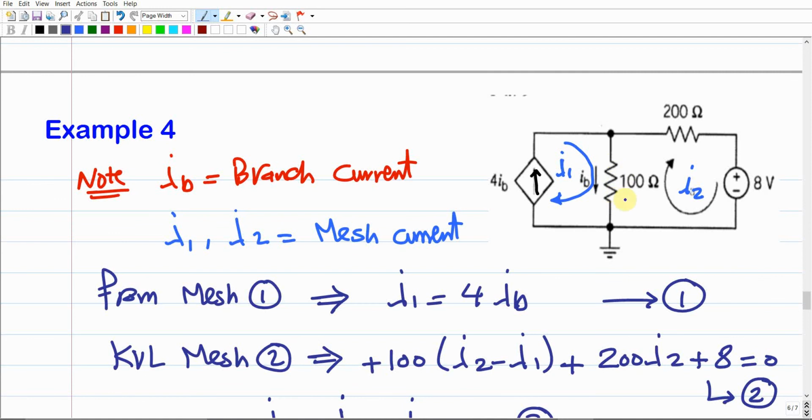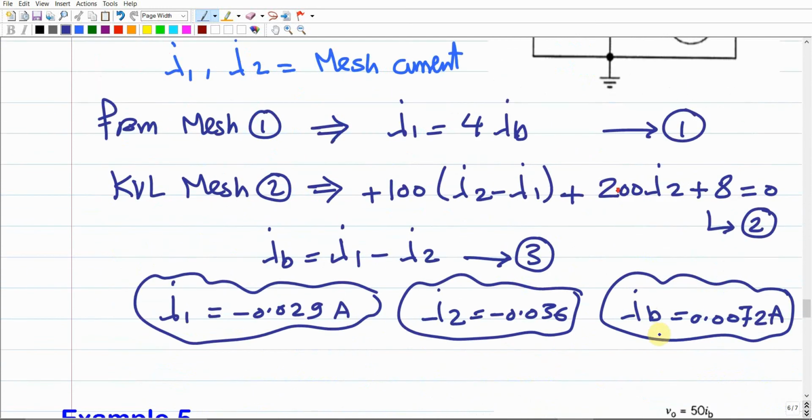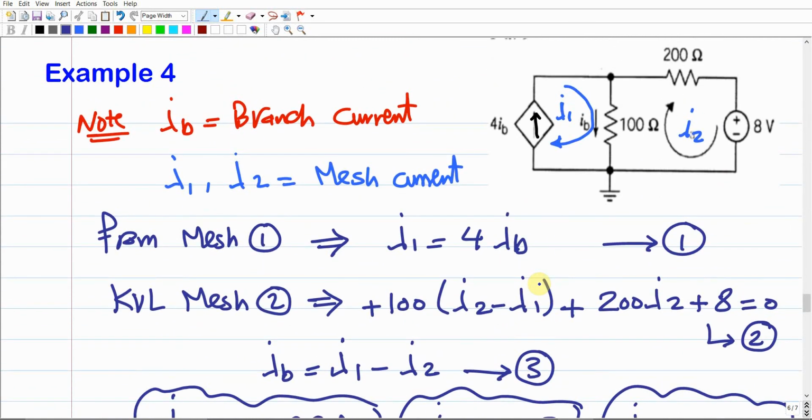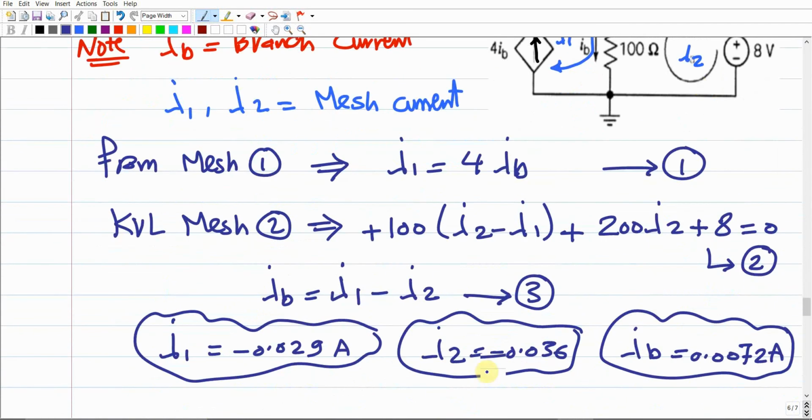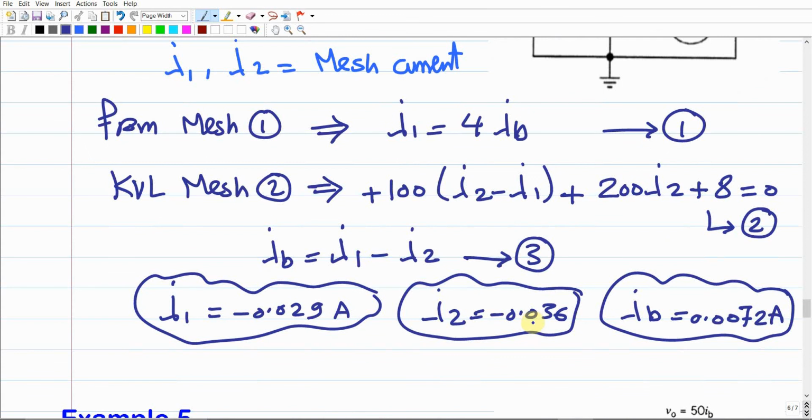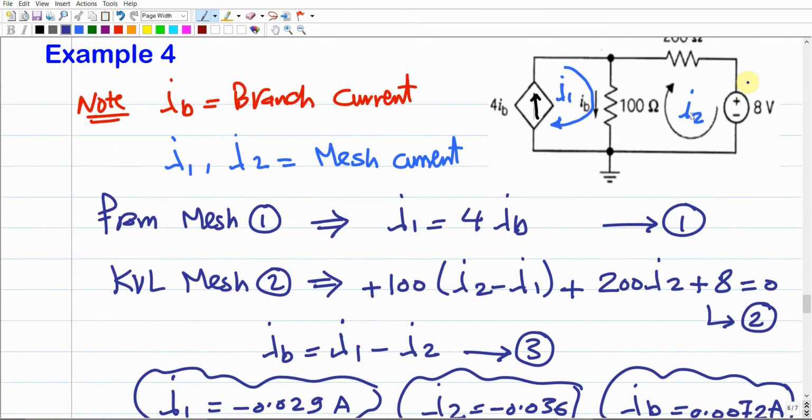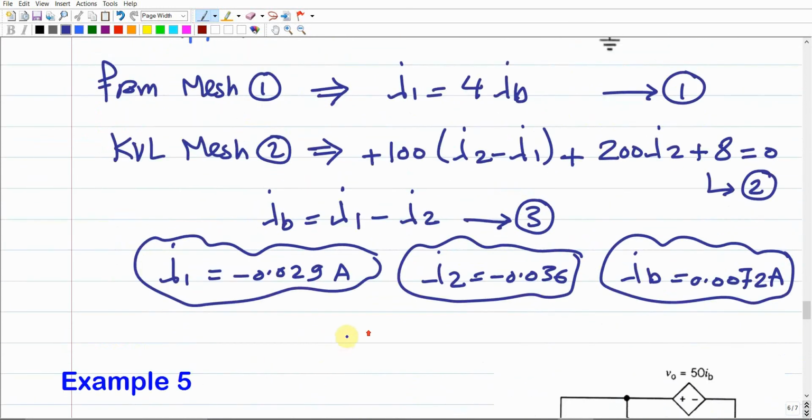So in total, the current over this 100 ohm will be IB, which we got as 0.072, and the current over, for example, this 200 will be I2, which should be 0.036, and it should be opposite to this direction. It should be rotating opposite to this direction. It means that it should come from the source and go in this direction. Make sense? So this is an example.